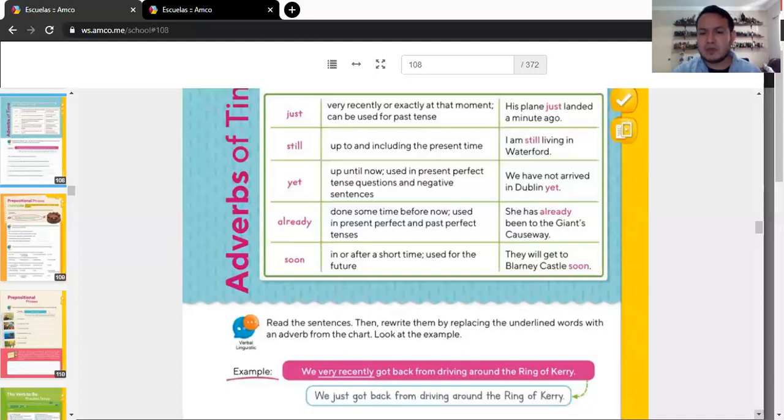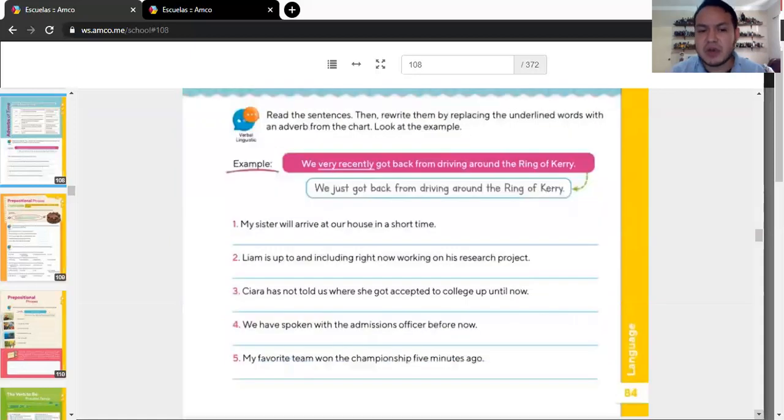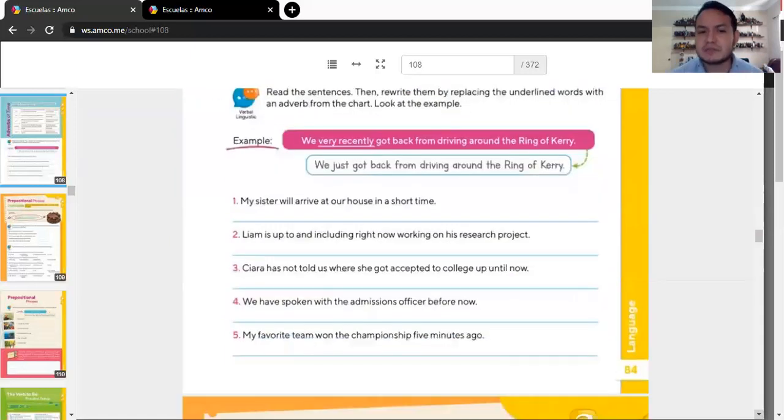Okay, good. Keeping that in mind, you have here 5 sentences, and you have to change them and use the adverbs of time that we just saw. Example, we very recently got back from driving around the ring of Kerry. We just got back from driving around the ring of Kerry. We changed the very recently for just.